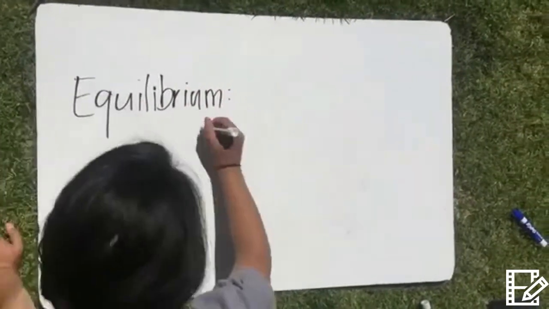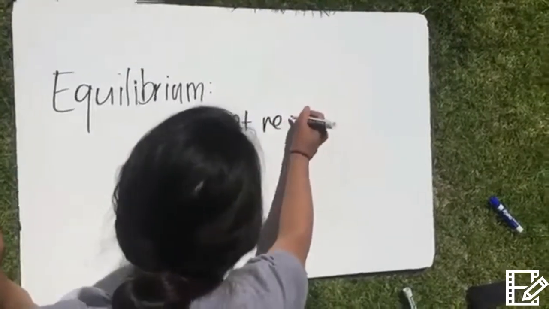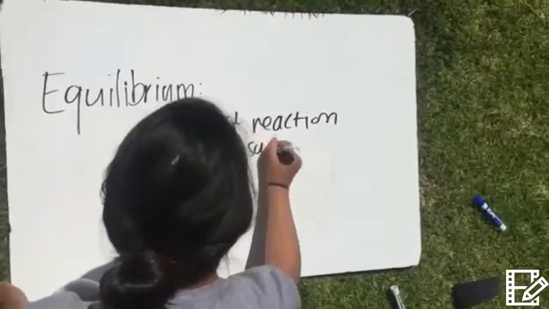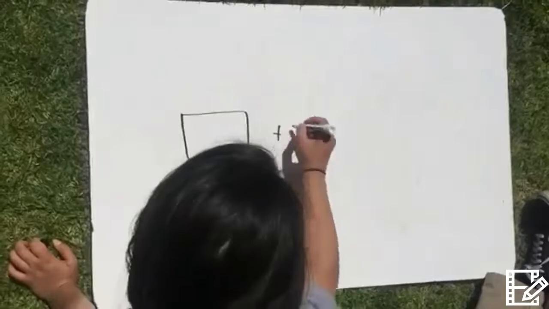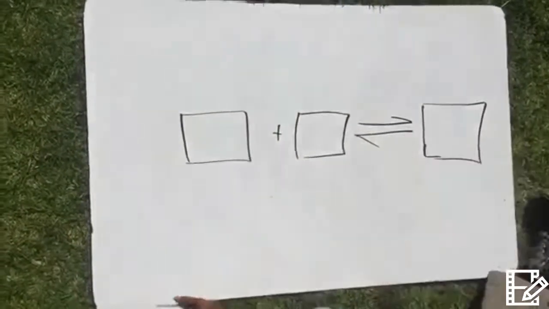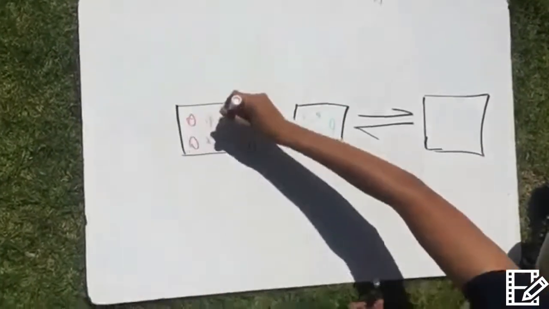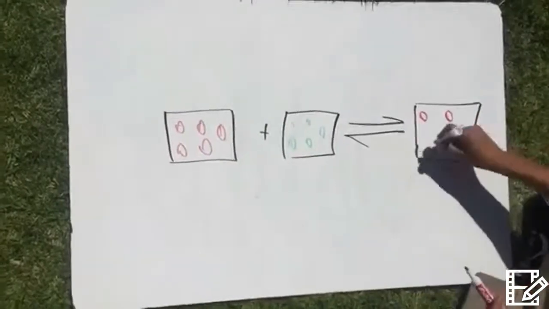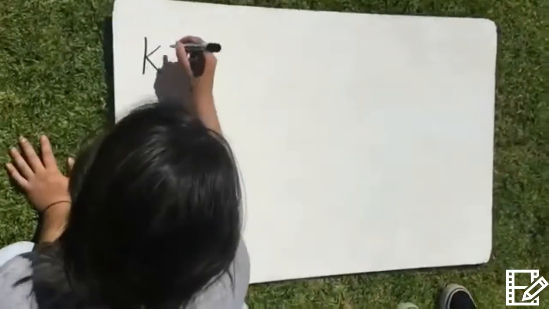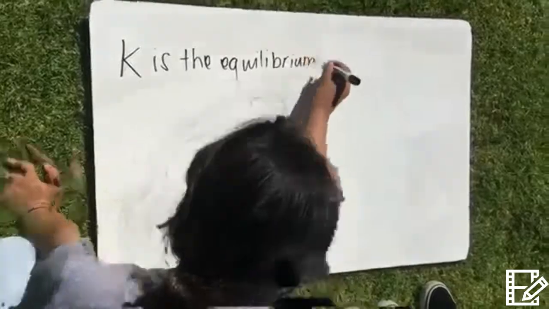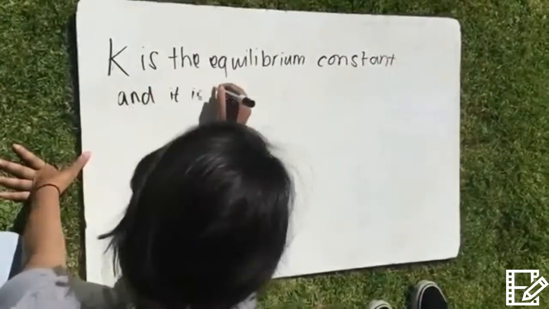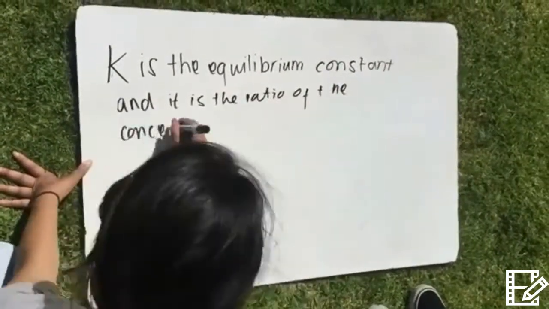Equilibrium is defined as a point in a reaction when there is no net product being formed, meaning that the concentration and the rate of formation of reactants and products is the same. However, this does not mean that the reaction is stopped because it is still constantly occurring in the system. K is the equilibrium constant, which is defined as the concentration of the products over the concentration of the reactants at equilibrium.